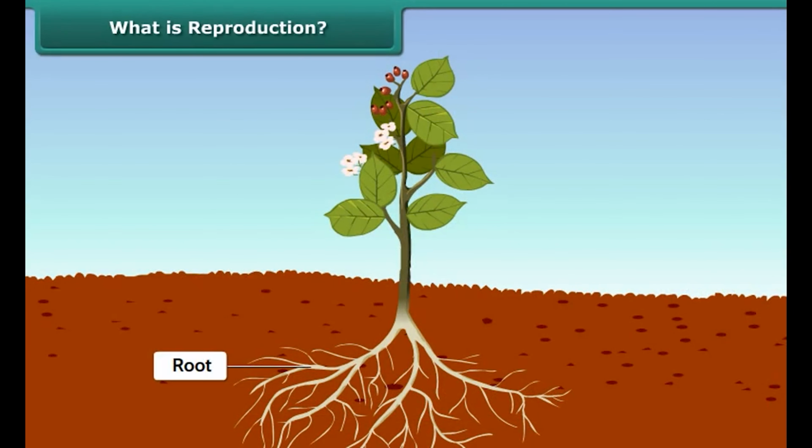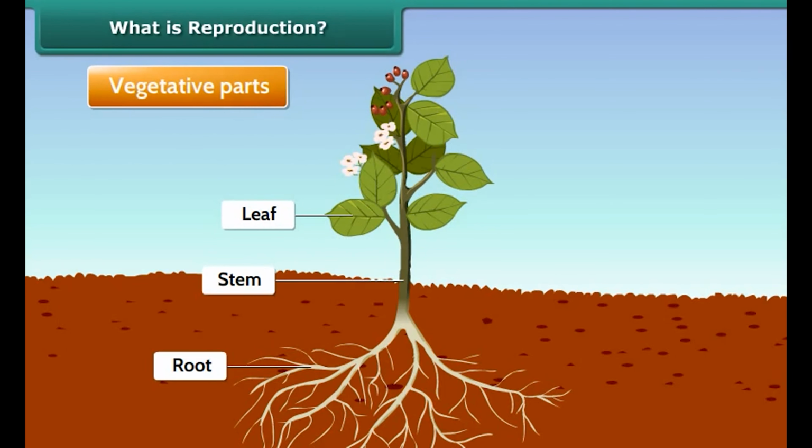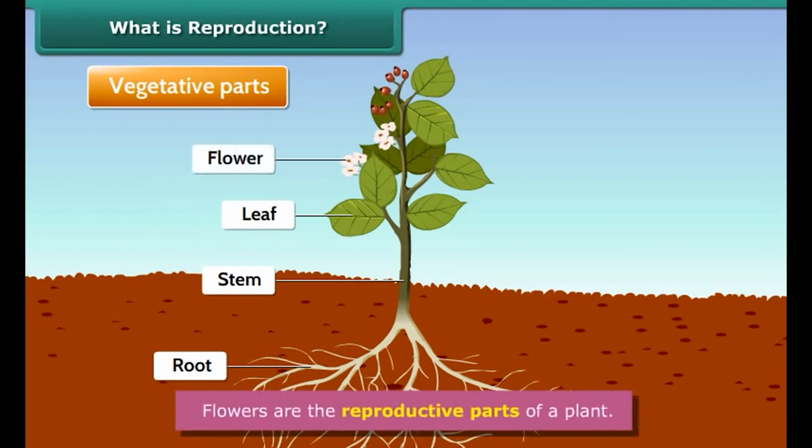Most plants have roots, stems, and leaves. These are called the vegetative parts of a plant. Flowers are the reproductive parts of a plant. But before studying reproduction in plants, let's recall the parts of a flower.